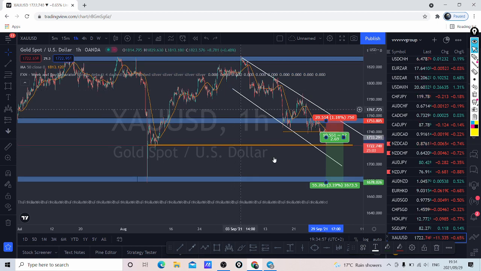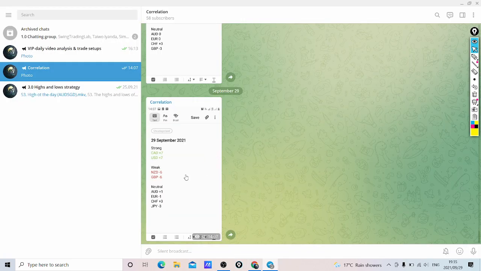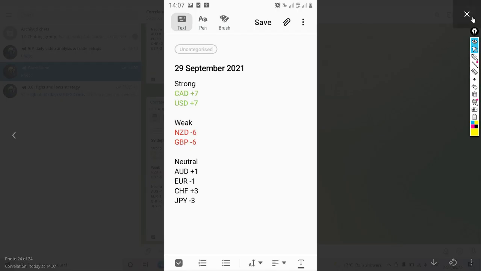So yeah, I'm planning to share more setups with you guys in the next days. I'm planning to share more analysis just for you to understand how I take my trades, how I do my analysis, and how I get assisted by these numbers whenever I take a trade.